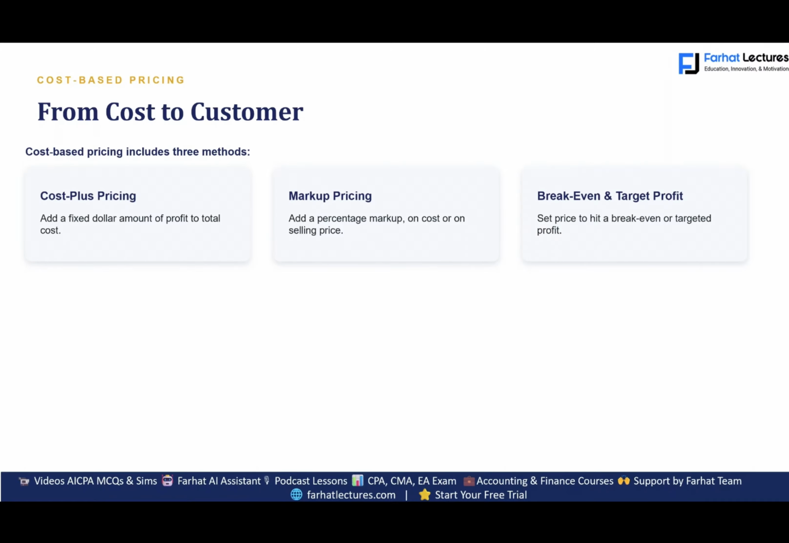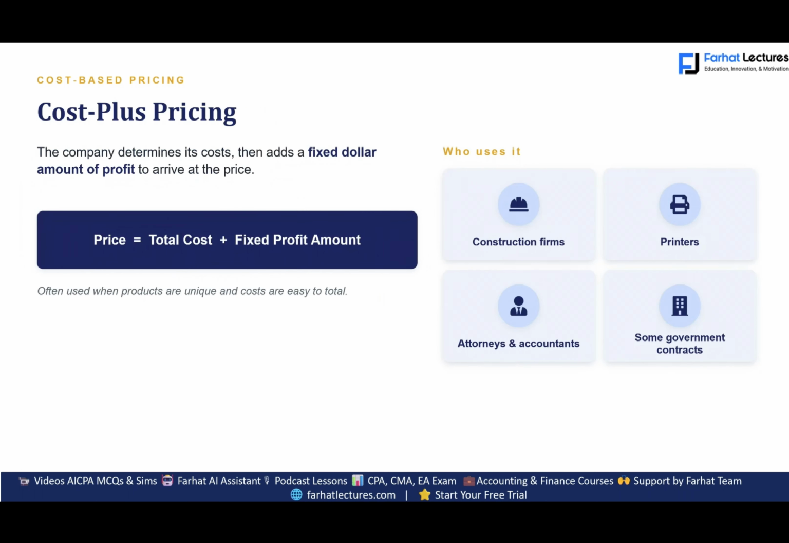So in the cost-based approaches, we have three methods we are going to discuss: 1, 2, and 3. And within the markup, you're going to see we have markup on cost or markup on selling price. Starting with the cost plus pricing. The easy thing about cost plus pricing is that the term itself gives it away. You take your cost, plus you add a profit, and once you take the cost plus the profit, you will get your total price.